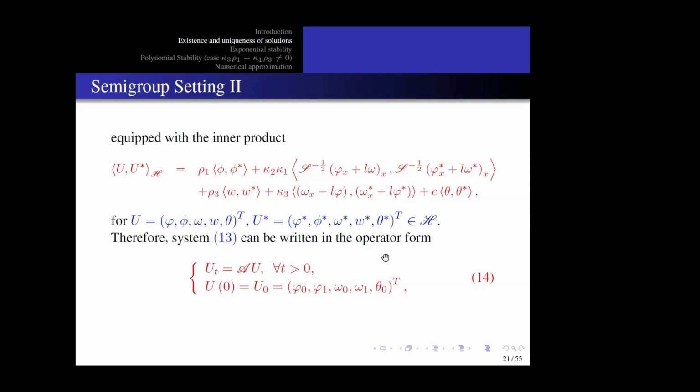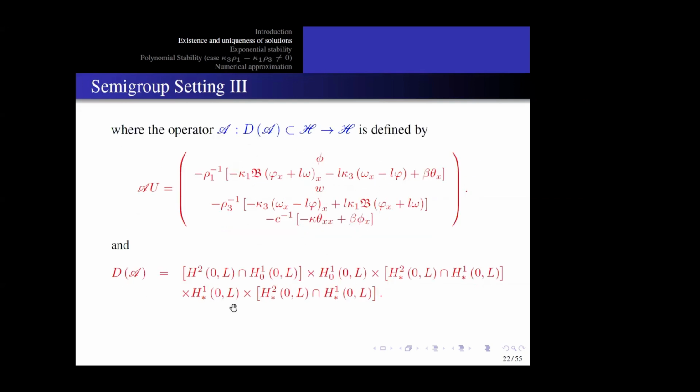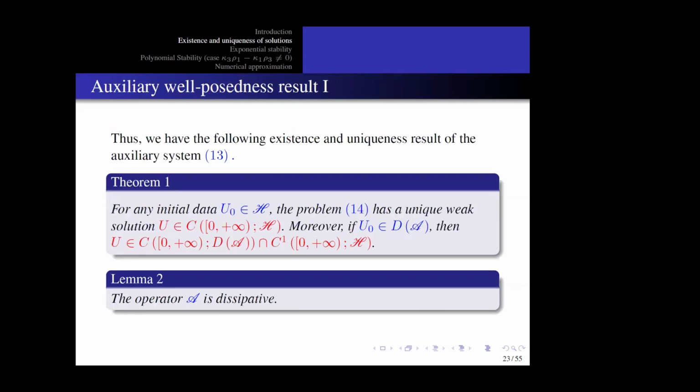Then we considered our system and wrote it in terms of an operator, U_t = A U, given by this, where the domain of A is this. So we are going to use the semigroup theory. Those who are involved in semigroup theory can see where I am heading. First, this is our result for the existence. If we take the initial data in the state space H, then our problem has a unique weak solution, which is continuous with values in this state space H. Moreover, if you take the initial data a little bit more regular, in the domain, then you will have a strong solution.